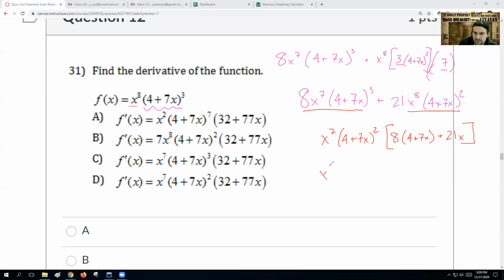All right, so does that simplify? Yeah, I'm sure it does. All right, distribute this 8 to both of those. So 8 times 4, that's 32, plus 56. Wait, yeah, 8 times 7, that's 56. Yep, plus 21. All right, we can combine those x's here. It'd be 32 plus 77x, and it'd be x to the 7th. So that'd be choice D.